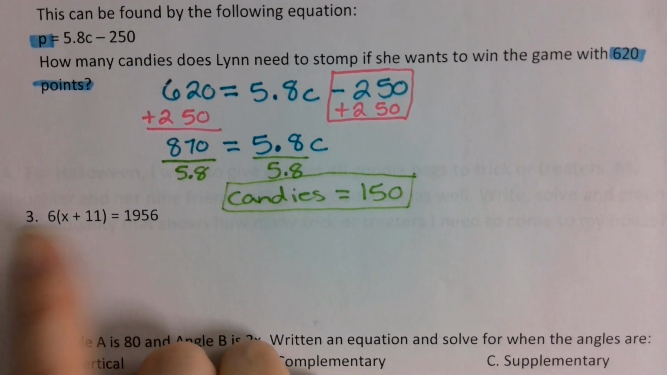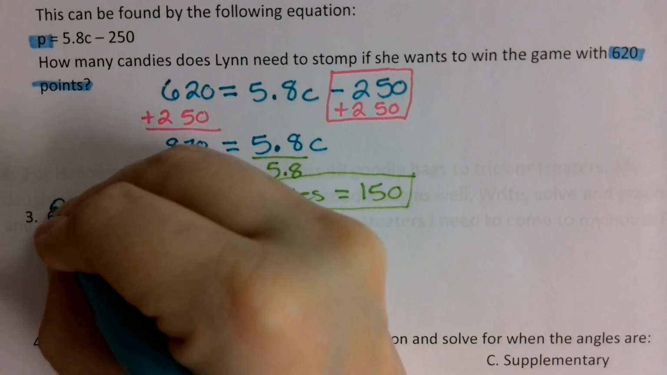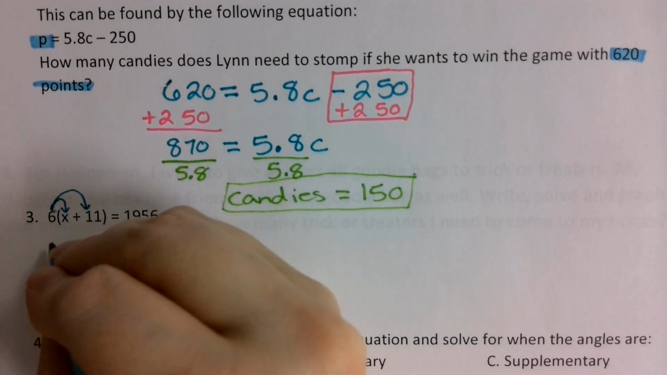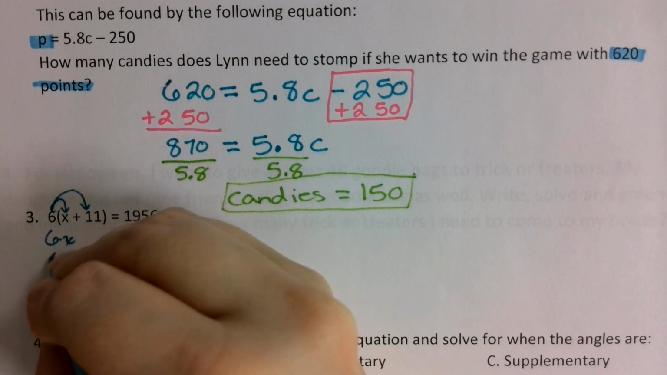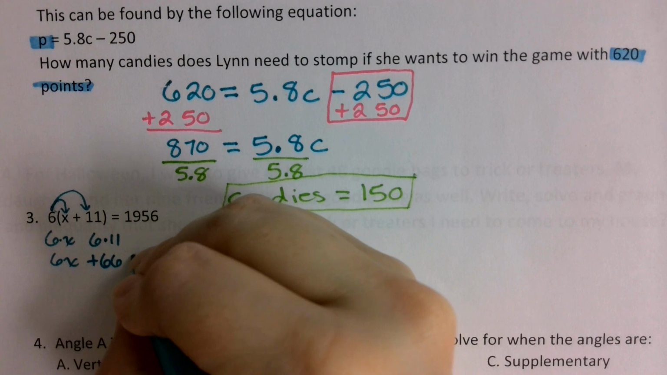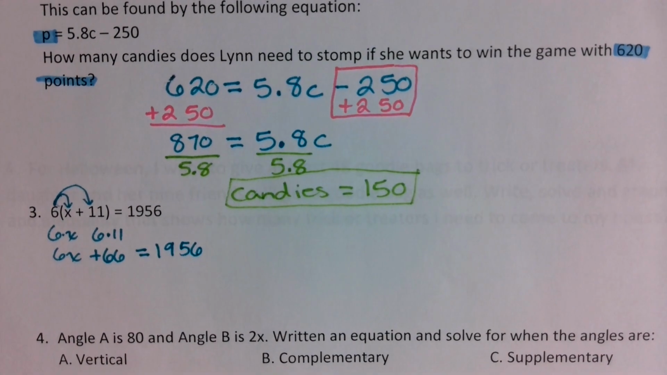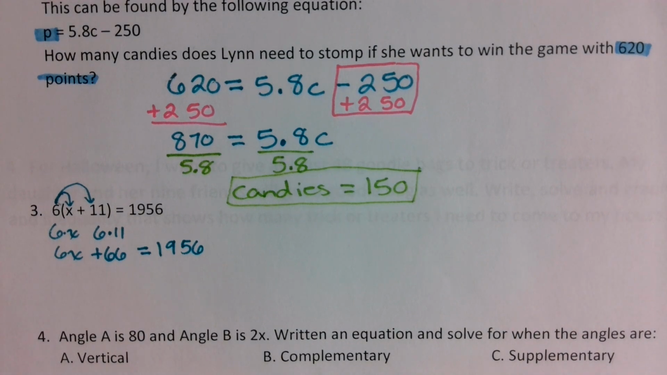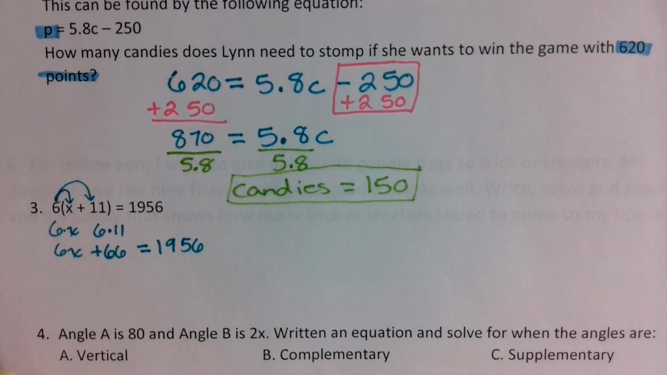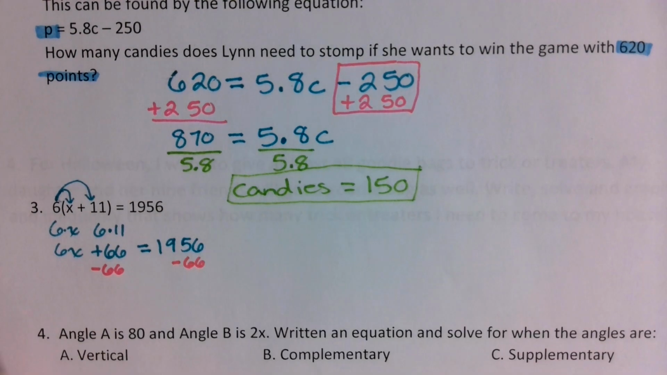All right, for problem number 3, what is the first step that we need to do to solve a problem like problem number 3? Michaela? Distributive property. We're going to do 6 times x and 6 times 11. 6 times x is going to give us 6x. 6 times 11 is going to give us positive 66. And that's all equal to 1,956. What do we now need to do? Alan? Subtract 66. Good.